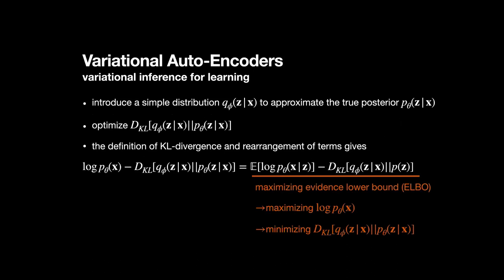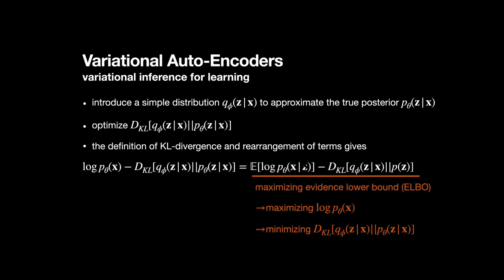So we resort to variational inference for learning such a framework. In particular, we introduce a simple distribution Q of Z given X. Simple means that it can be a Gaussian distribution, and it approximates the true posterior distribution P of Z given X. In terms of the approximation, we use KL divergence to measure the closeness of the two distributions.